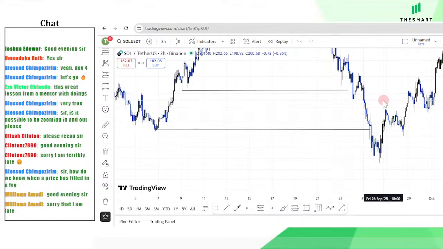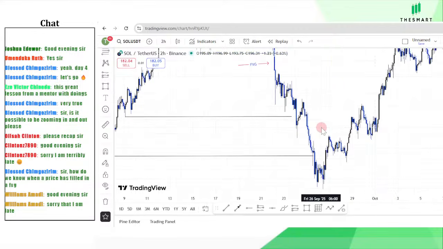Now while price was retracing to the upside, this is the mistake a lot of people make. Now this is the last break of structure. They will come here and mark here as their order block.